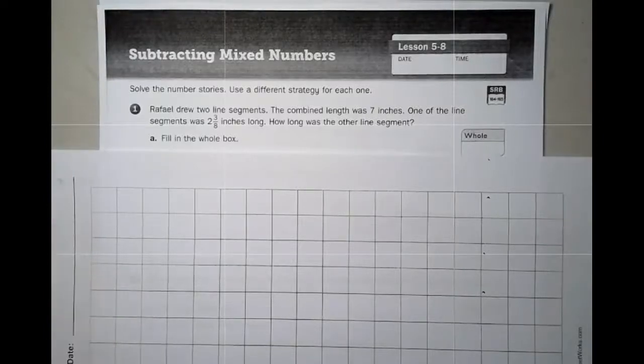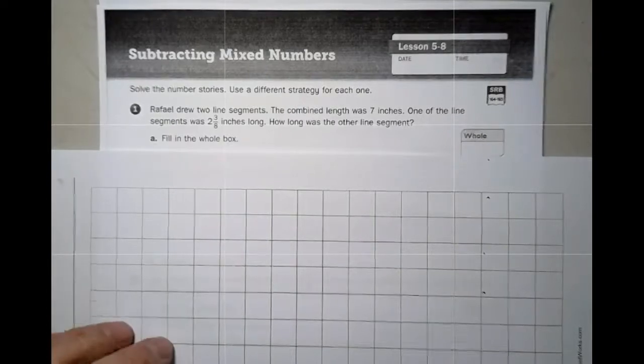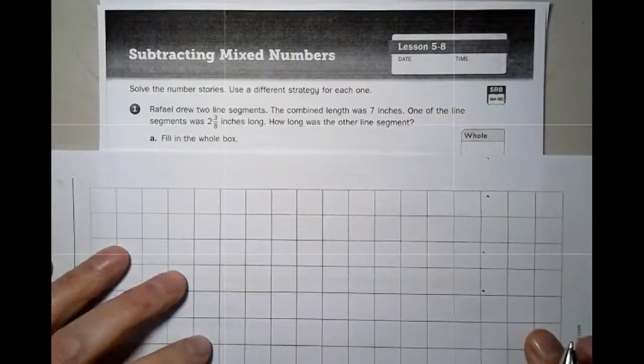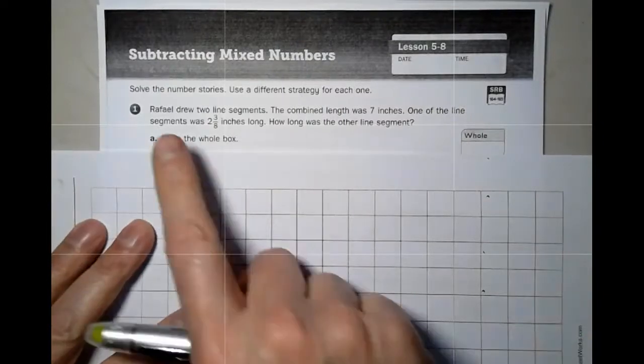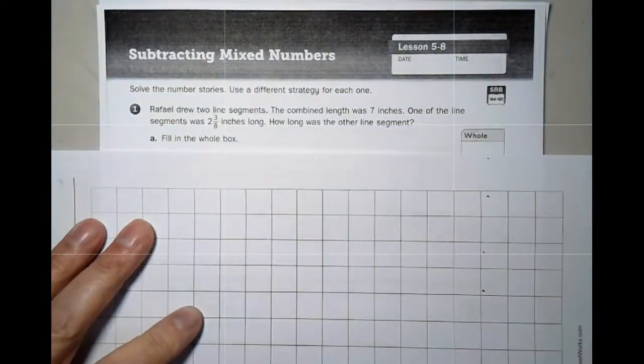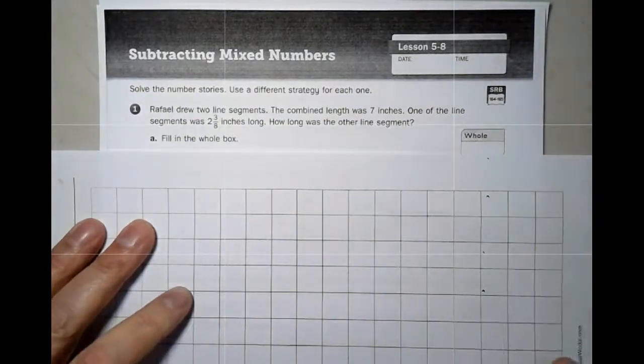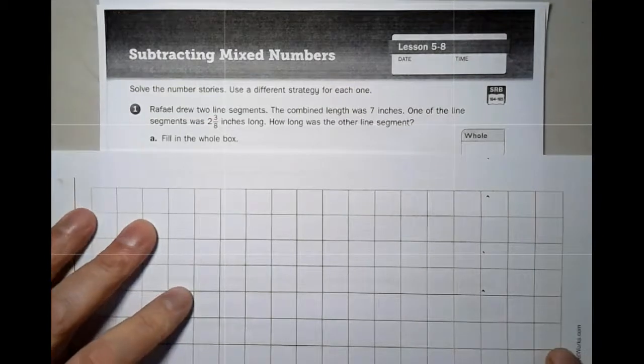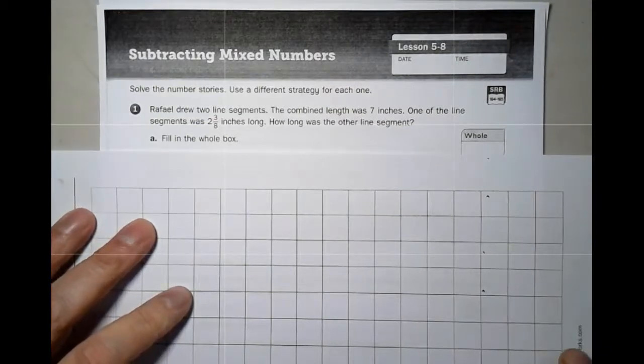Okay, so let's look at solving the problems on page 171 of our student journals, page 171. And problem number 1. Raphael drew 2 line segments. The combined length was 7 inches. One of the line segments was 2 3/8 inches long. How long was the other line segment?